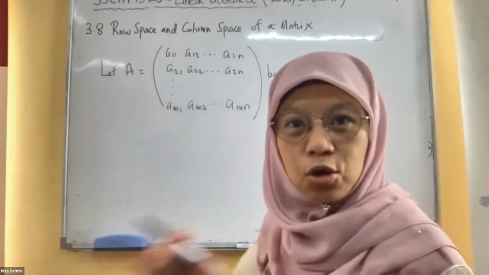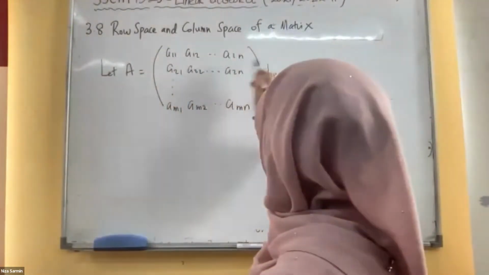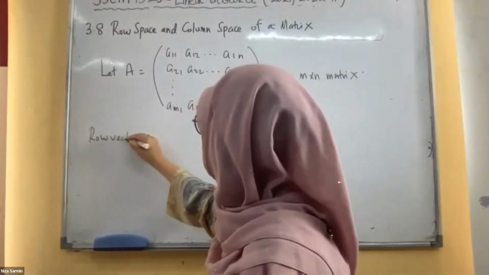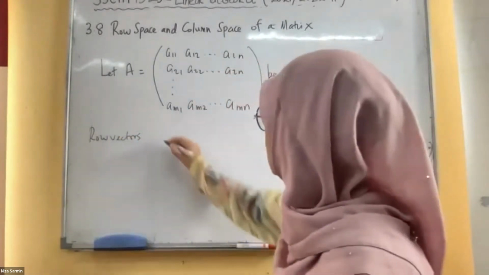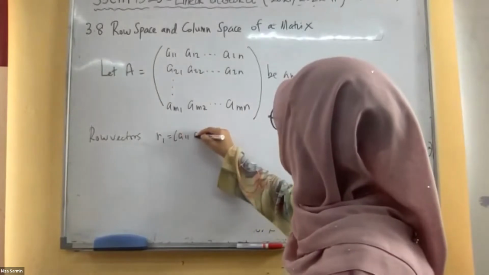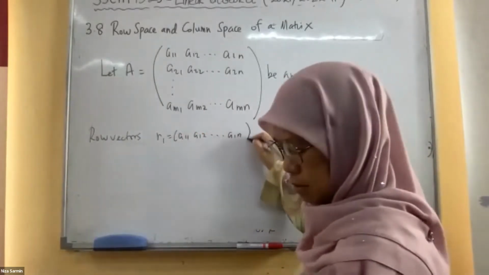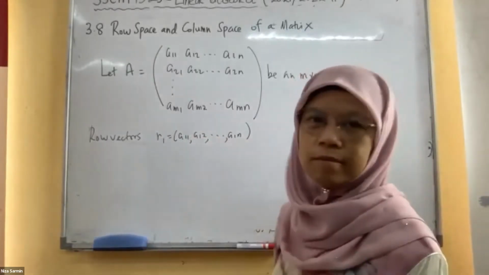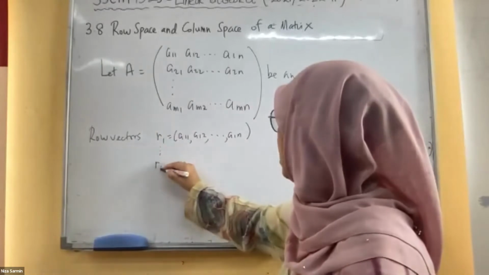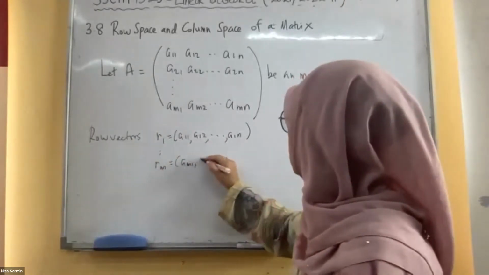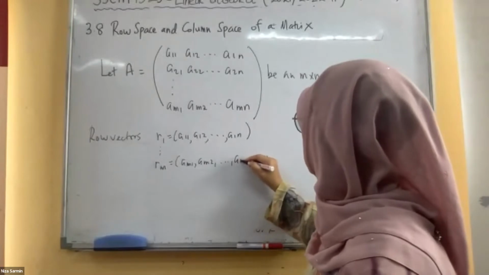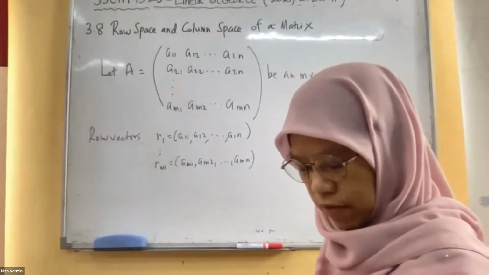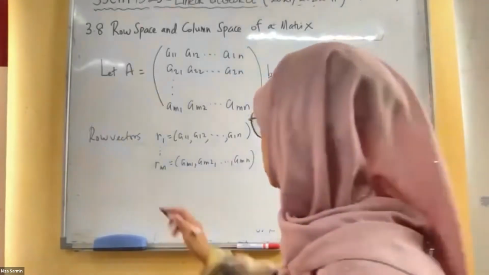Then the row vectors are these rows. They are row vectors. Call them R1, and there is a comma here because it's a vector, until you have Rm. This is the row vectors. And we have the column vectors.